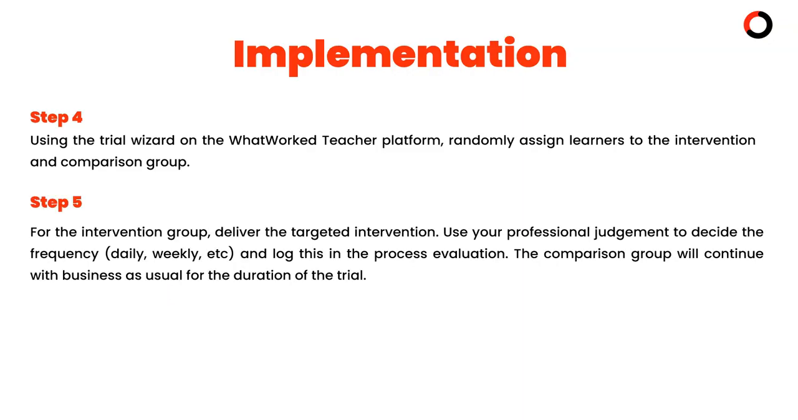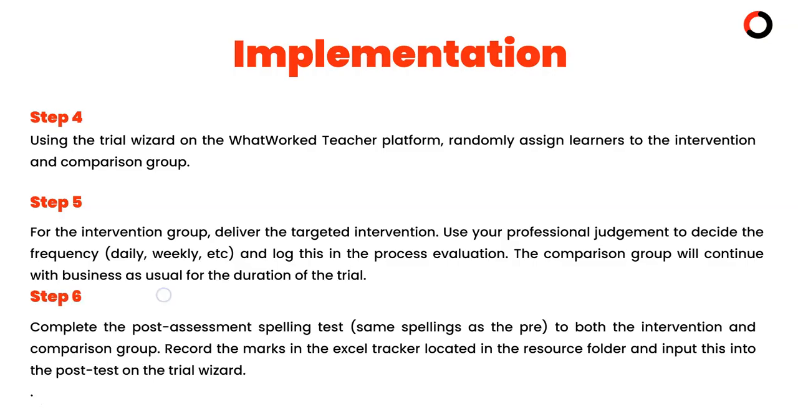Step 5. The intervention group. Deliver the targeted intervention. Use your professional judgment to decide the frequency and log this in the process evaluation. The comparison group will continue with business as usual for the duration of the trial. And step 6. Complete the post-assessment spelling test, which is the same as the pre, with both the intervention and the comparison group. Record the marks in the Excel tracker, and then input this into the trial wizard.